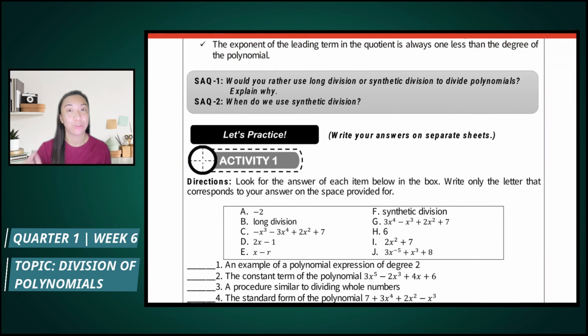Okay. So now you're given examples on how to use synthetic and long division method. It's time for you to answer the following activities and assessment. So of course, you are tasked to answer the SAQ questions. For number 1, we have, would you rather use long division or synthetic division to divide polynomials? Explain why. So you have to choose which among the two you think is easier for you. Is it long division or synthetic division? Next, number 2, when do we use synthetic division? So take note of the condition when synthetic division is allowed in dividing polynomials.